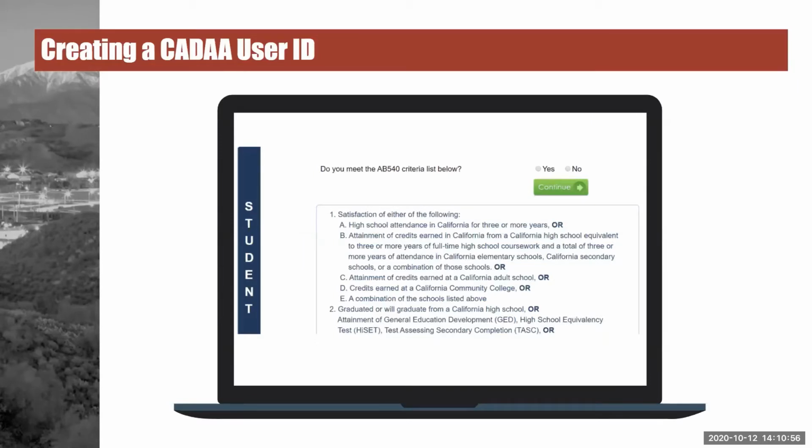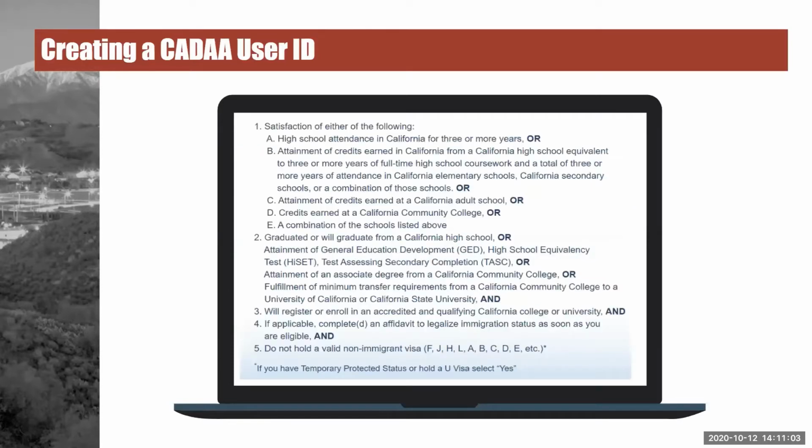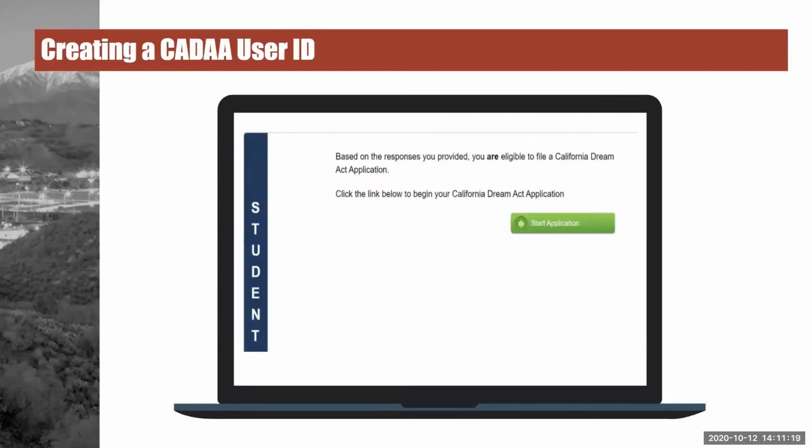The criteria to qualify for in-state tuition through AB 540 is outlined in this section. Make sure to carefully review all of the criteria outlined on this page. You must meet the requirements described in this section in order to proceed with the California DREAM Act application. If you do meet this AB 540 criteria, then select yes and continue to the next section. The next screen will state that you are eligible to file the California DREAM Act application. Select Start Application to continue.